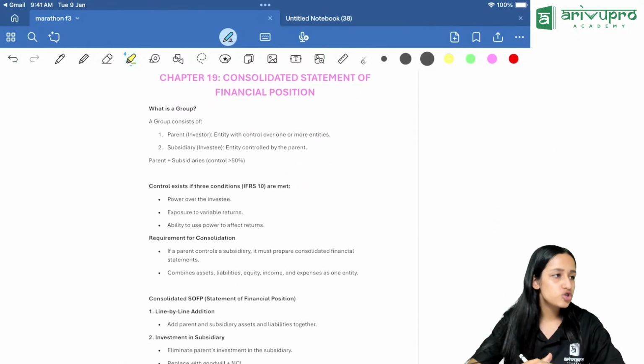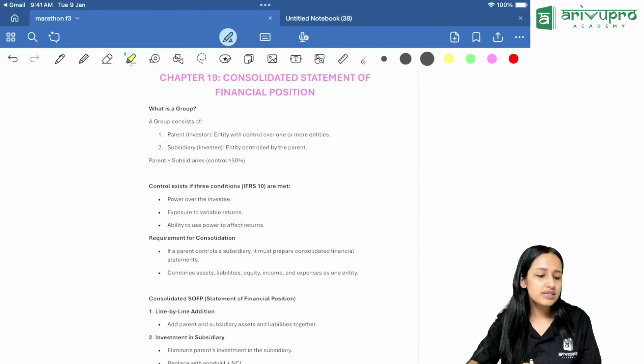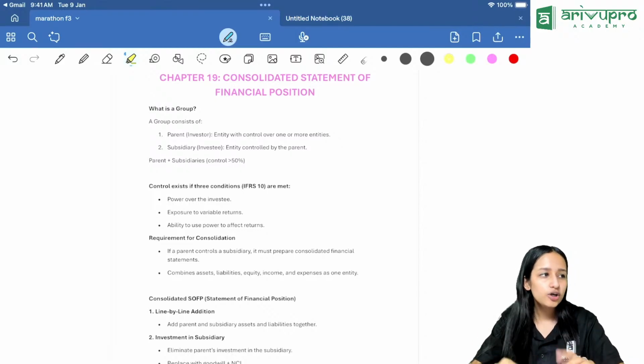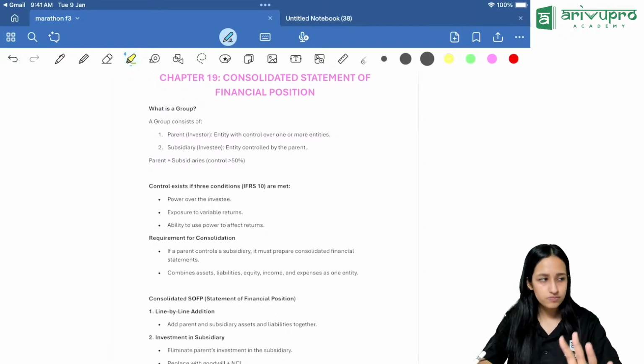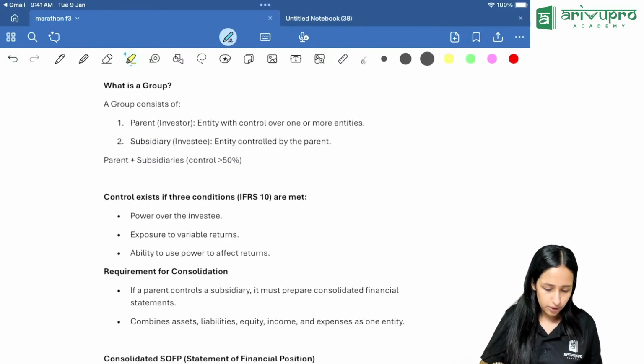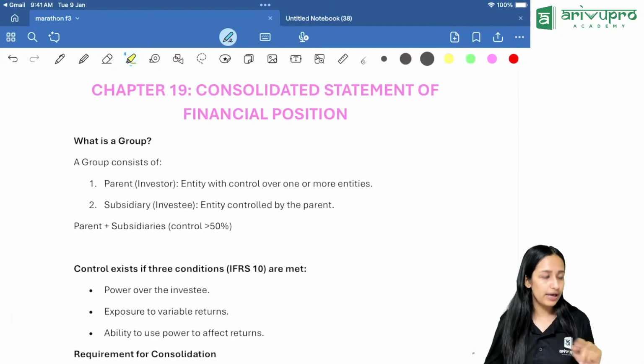Okay. Next, last 2 chapters left. Both of them are about consolidation. Consolidation is actually a very easy chapter. You just have to remember a few working notes. With this, consolidation will be done. So we will go through both chapters together.